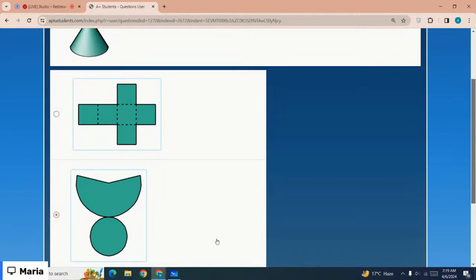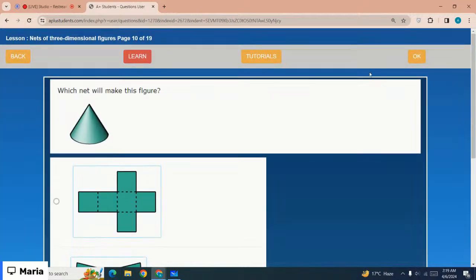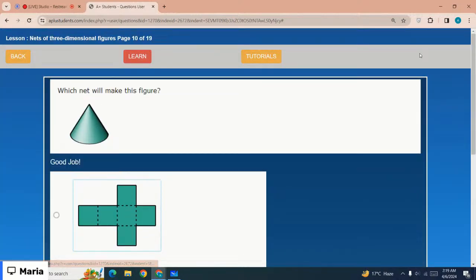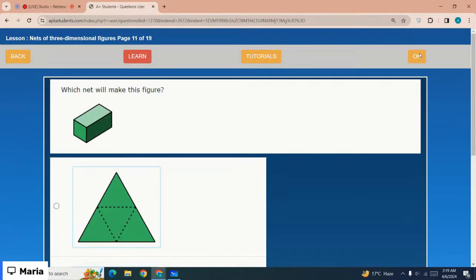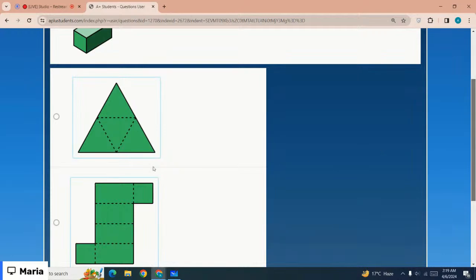Yes, that's the second option. The correct one is the second one. Which net will make this figure? Which is the correct option? Yes, that is option number two, right?